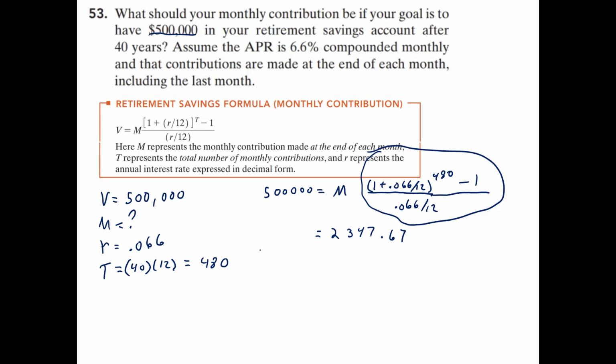Times M. Don't forget the M. That's still there. And then the 500,000 is still here. And then we divide both sides by the 2347.67.